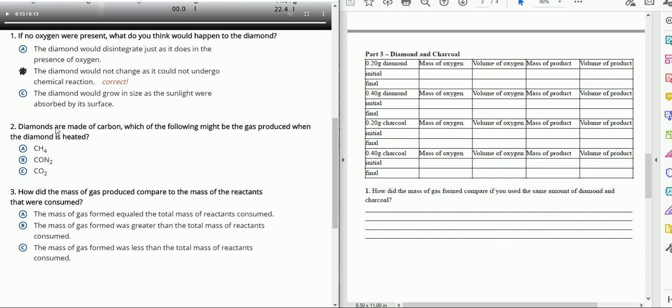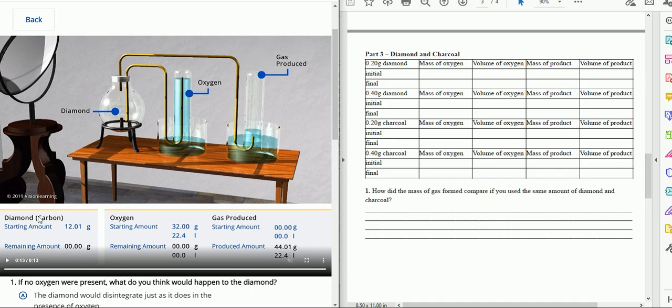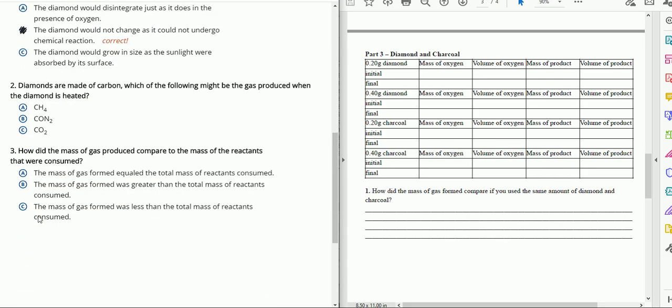Number 2, diamonds are made of carbon. Which of the following might be the gas produced when the diamond is heated? So again, remember, diamond's pure carbon. What makes diamond different from charcoal isn't what it's made of. They're both made of pure carbon. It's how the carbon atoms are arranged with regard to one another. So they're pure carbon sources.